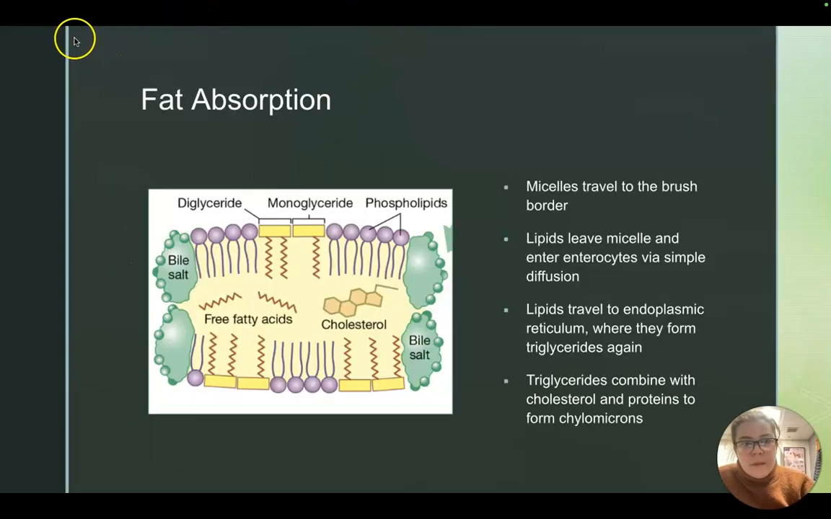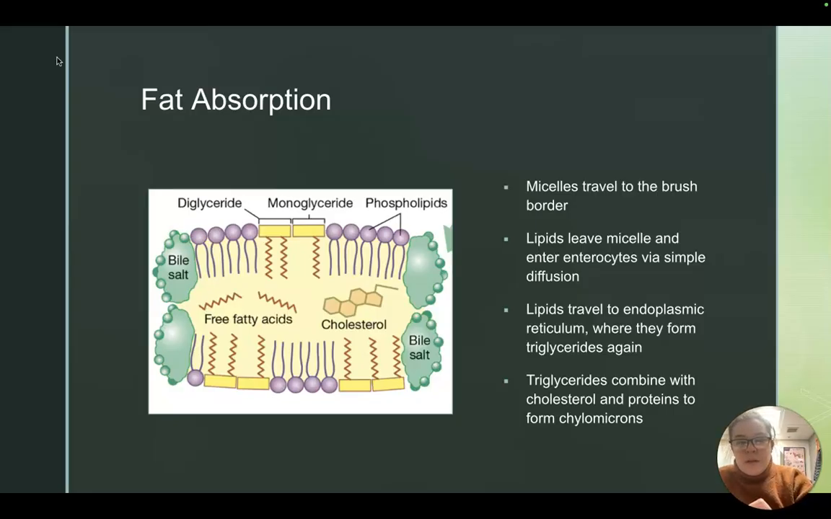Now, when it comes to the absorption of these broken down molecules, this micelle travels to the brush border, and eventually the lipids break off from that micelle and enter the cells via simple diffusion. So it's almost like the micelle is just carrying the lipids to be absorbed.